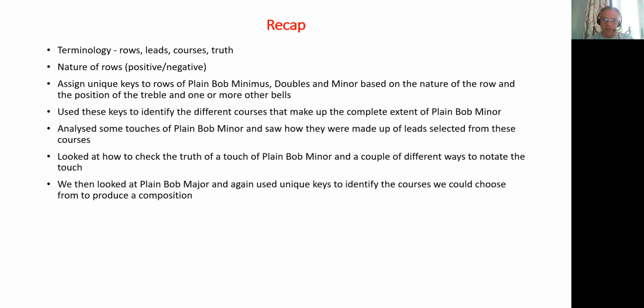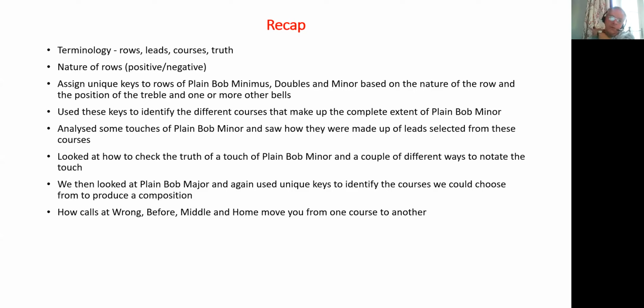Then we moved on to Bob Major, and again used these unique keys to identify courses which we could then choose from to produce a composition, and we looked at how the calls at wrong, before, middle, home moved you from one particular course to another, and we looked at how to check the truth of a touch of Bob Major.